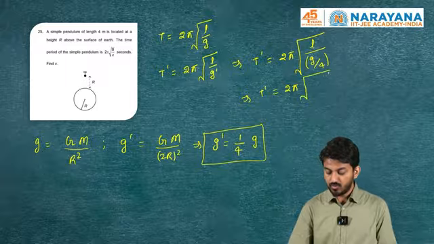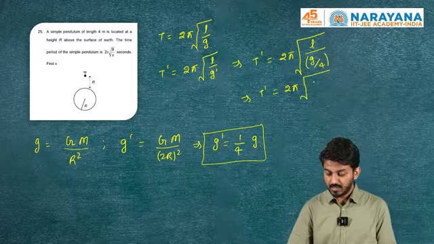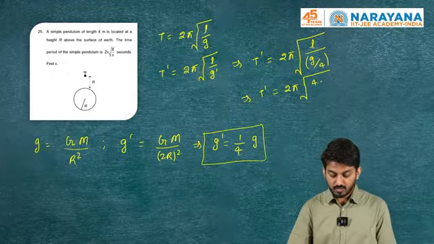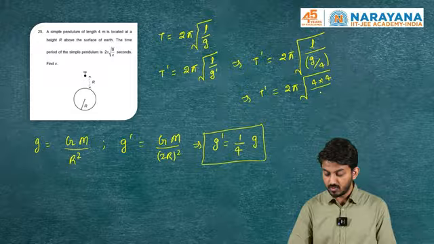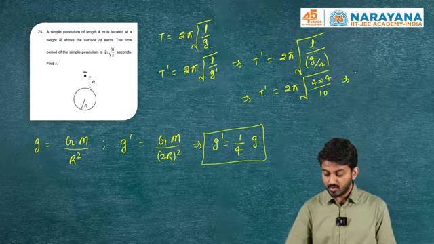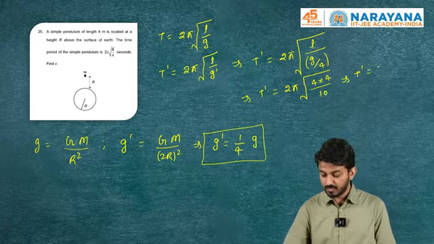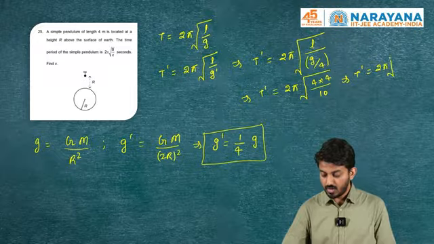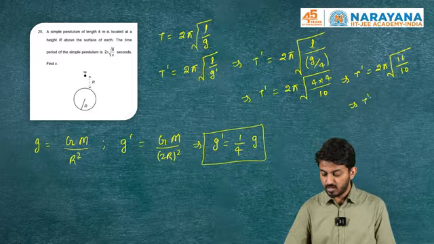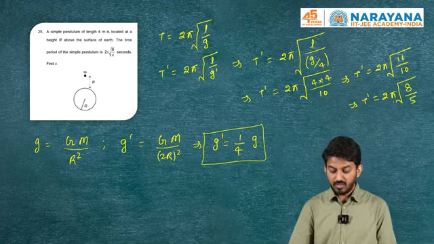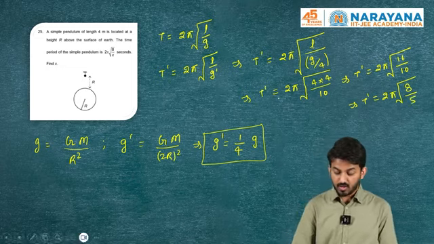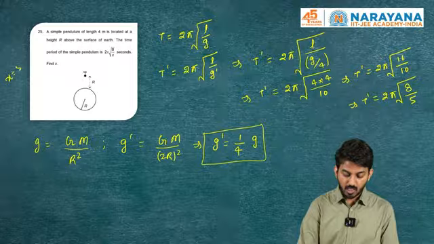giving us T prime is equal to 2 pi root over 4L. Now the value of L here is said to be 4 meter, and the G value is going to be 10. I can write this down as T prime is equal to 2 pi root over 16 by 10. Simplifying it will give us T prime is equal to 2 pi root over 8 by 5. And if you see, we have it in the same format, so our x value here comes out to be 5.